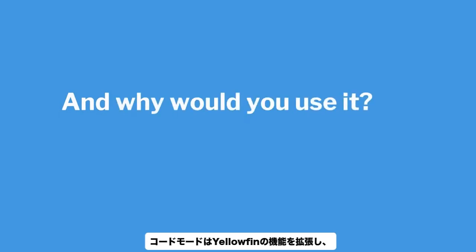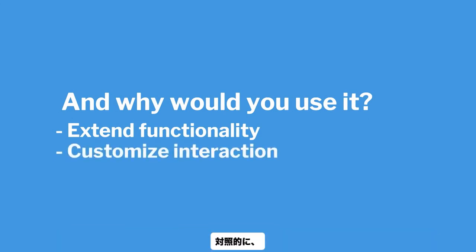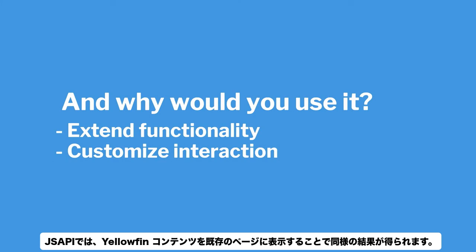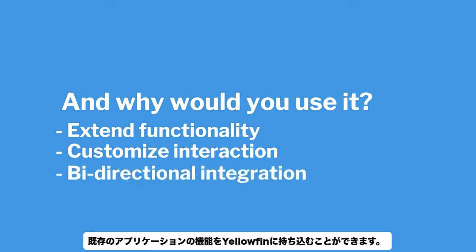You would use code mode when you want to extend the functionality of Yellowfin to create a completely customized interaction with Yellowfin. By contrast, the JS API allows you to achieve similar results by bringing the Yellowfin content to your page. Code mode, on the other hand, allows you to bring your application's functionality to Yellowfin. This highlights the power of the bidirectional integration you can achieve with Yellowfin.